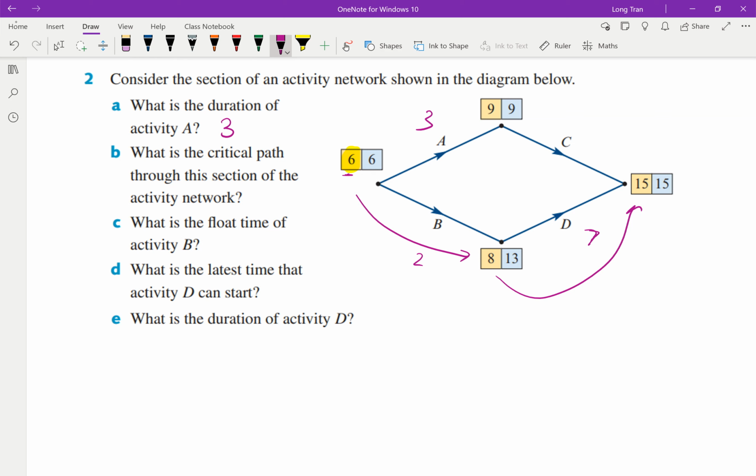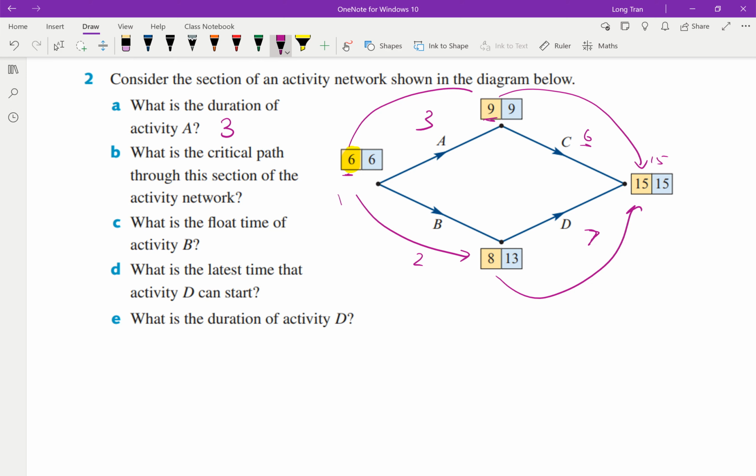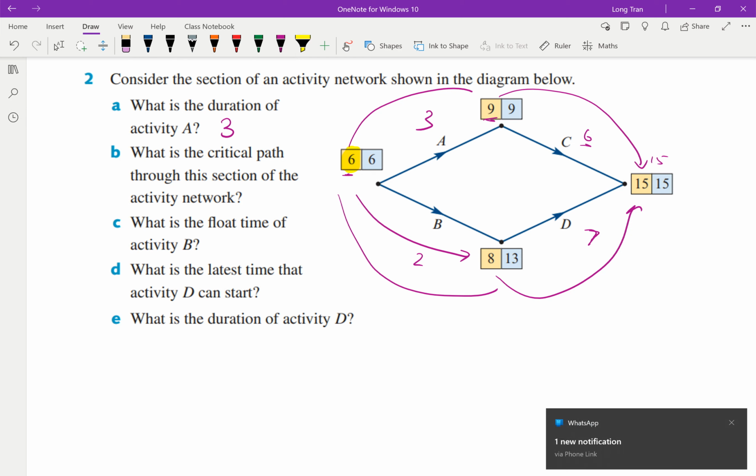And up here, it looks like 6 to 9 is 3, and then from here 9 to 15 looks like 6. Okay, but if you add them all together, you can see that 6 plus 3 gives you 9, and then 9 plus 6 should give you 15, okay? And then over here, you can see that 6 plus 2 gives you 8, 8 plus 7 apparently gives you 15 as well.